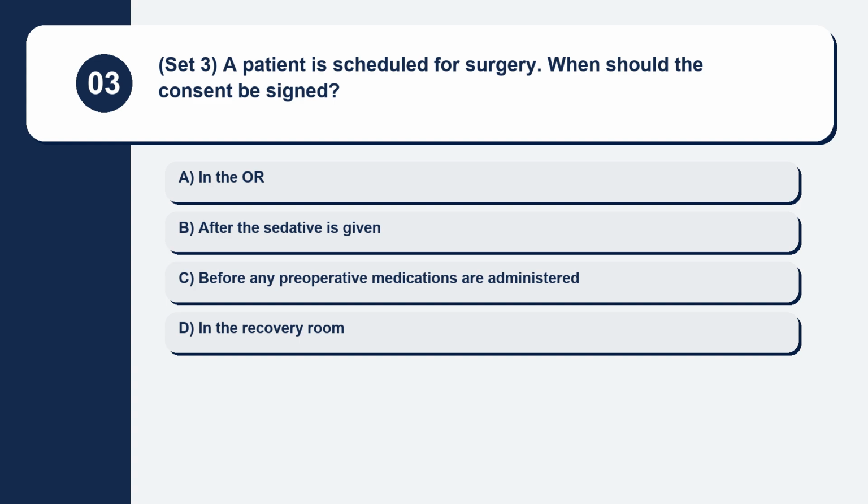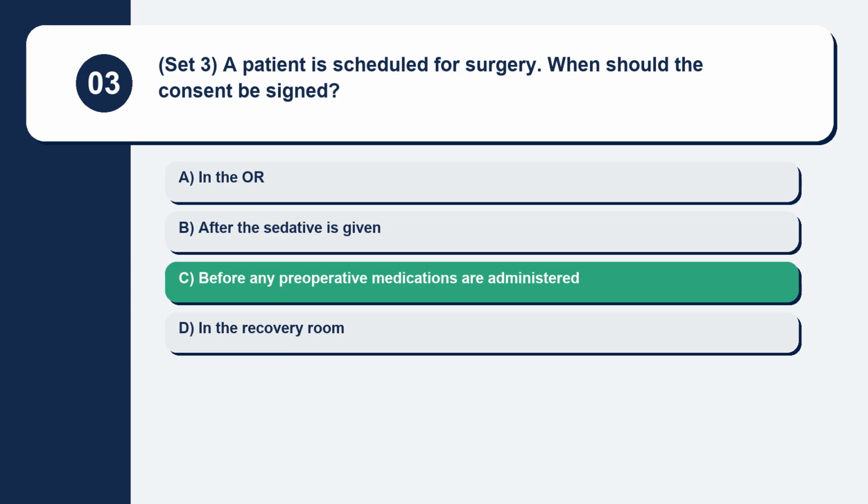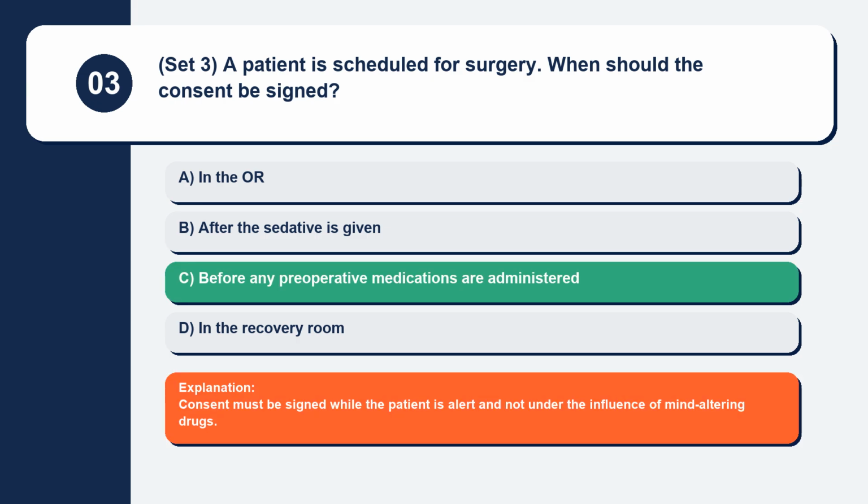Question 3. Set 3. A patient is scheduled for surgery. When should the consent be signed? In the OR, after the sedative is given, before any preoperative medications are administered, in the recovery room. Consent must be signed while the patient is alert and not under the influence of mind-altering drugs.